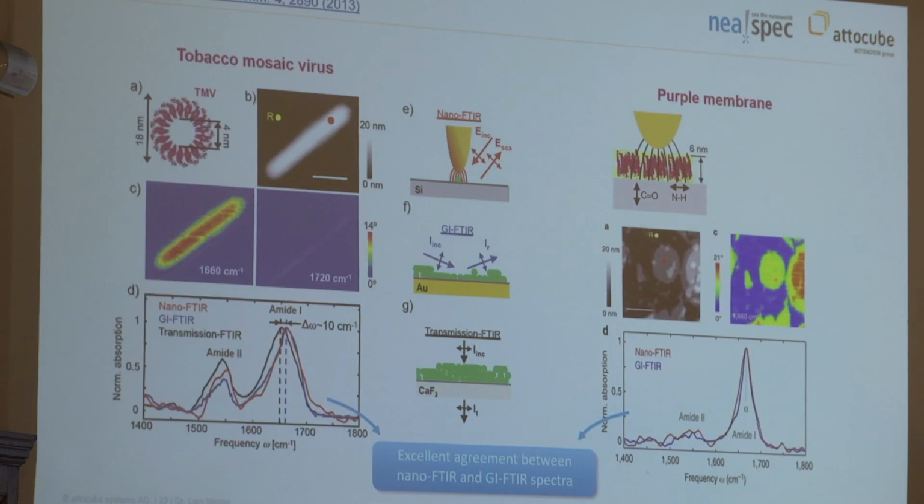Yeah, I will mention how to deal with this in general later. So here I have just two examples. We've seen already this TMV. It's a very thin sample. Here it is now compared with grazing incidence and transmission FTIR. We can nicely see nano-FTIR looks like grazing incidence for thin films.